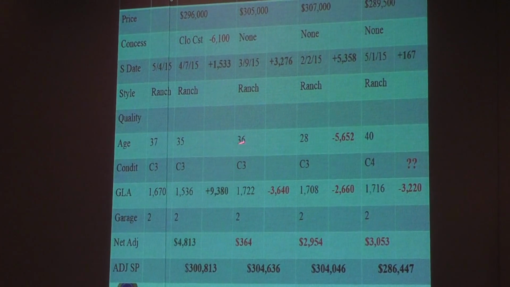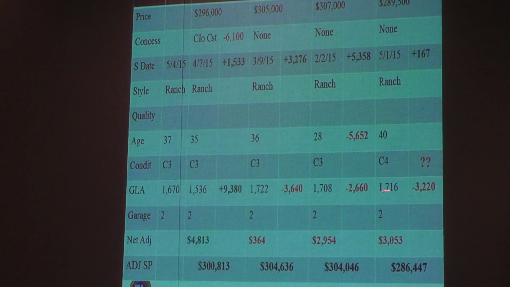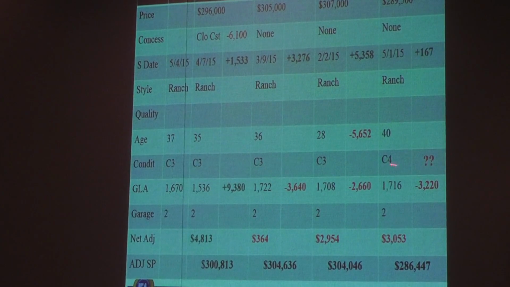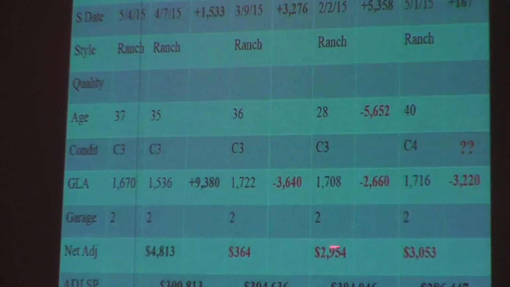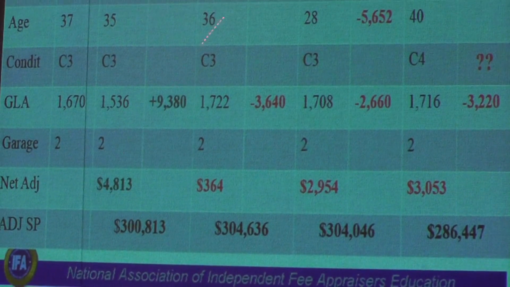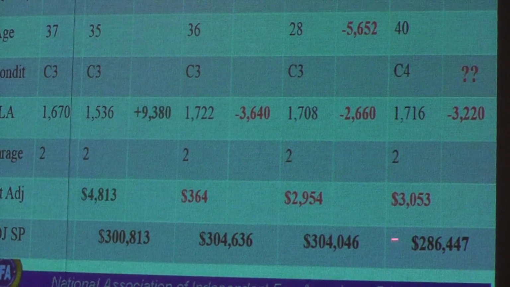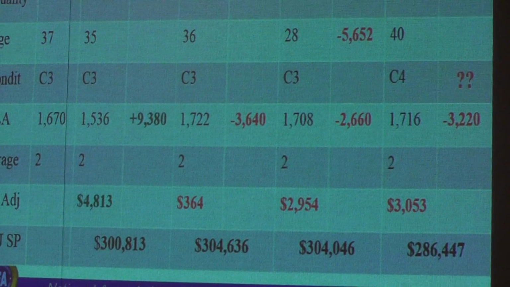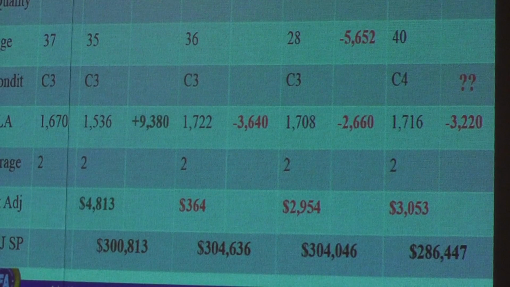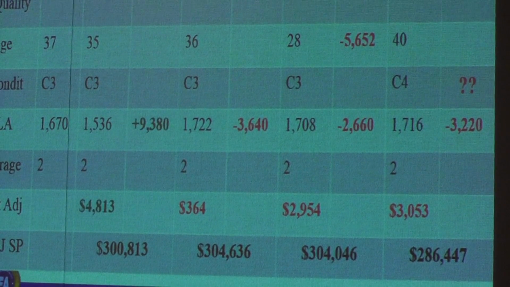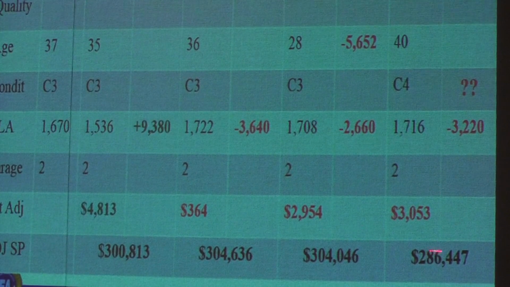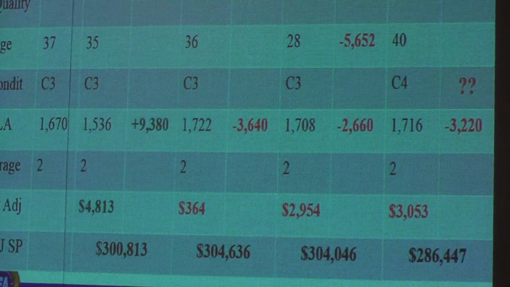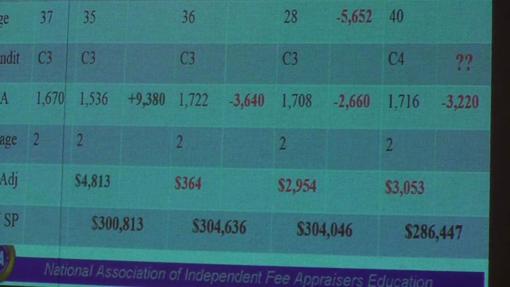We had to adjust for age. These are pretty close, so we didn't adjust for age. Notice we didn't adjust for condition for the C4. So after we've made all these, here's our net adjustments. We combine them with the sales price to get the adjusted sales price. These adjusted sales prices are all indicative of them being equal, except 4 is a little different because we didn't adjust for C4. So this difference we could conclude is attributable to condition, could we not? Doesn't that make a lot of sense?